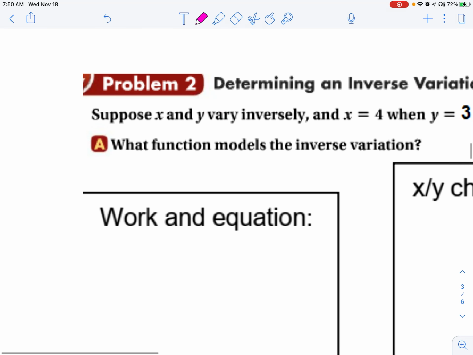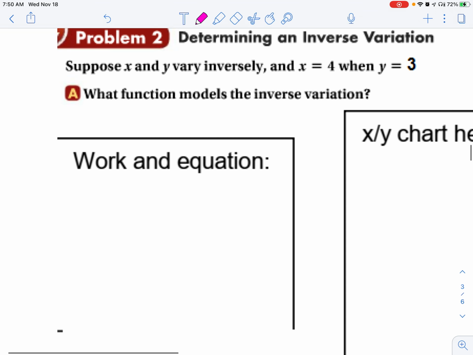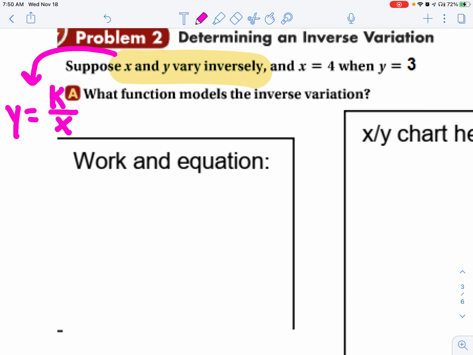So problem 2, determining an inverse variation. Suppose x and y vary inversely. Just that phrase in and of itself is very important. So what does that phrase mean, Miss Langeli? That means that y equals k over x. That's just automatic. If it says they vary inversely, then we know the equation has to be it. So let's fill that equation in with x equals 4 and y equals 3, and let's solve for k. So I get 3 equals k over 4, multiplied by 4.